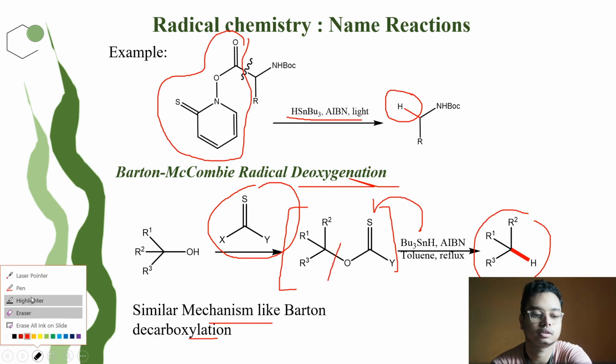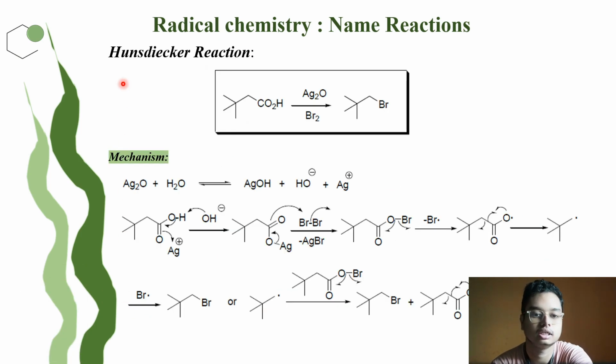Now let us talk about some other name reactions, like the Hunsdiecker reaction. The Hunsdiecker reaction is used to convert a carboxylic acid to the corresponding halide by reacting it with silver oxide and the corresponding halogen. So what should be the mechanism? The mechanism suggests that first the silver oxide gets hydrolyzed to give AgOH, that is HO minus and Ag plus, and this hydroxide and Ag plus will have a significant role in the mechanism.